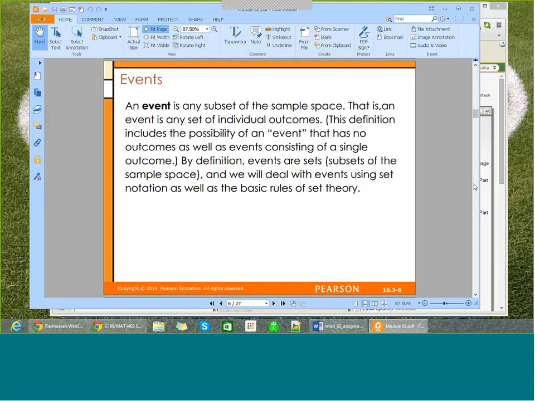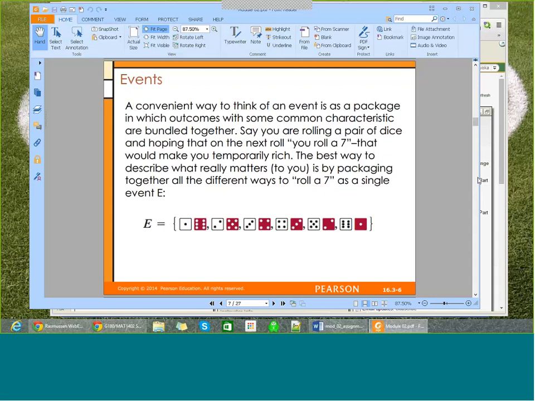Definition: an event is any subset of the sample space, so basically it's what happened. You describe that by saying that's an event. For example, flipping a coin and getting heads, that's an event. So how do you describe that on paper? If I ask you to write that out, how do you do that?